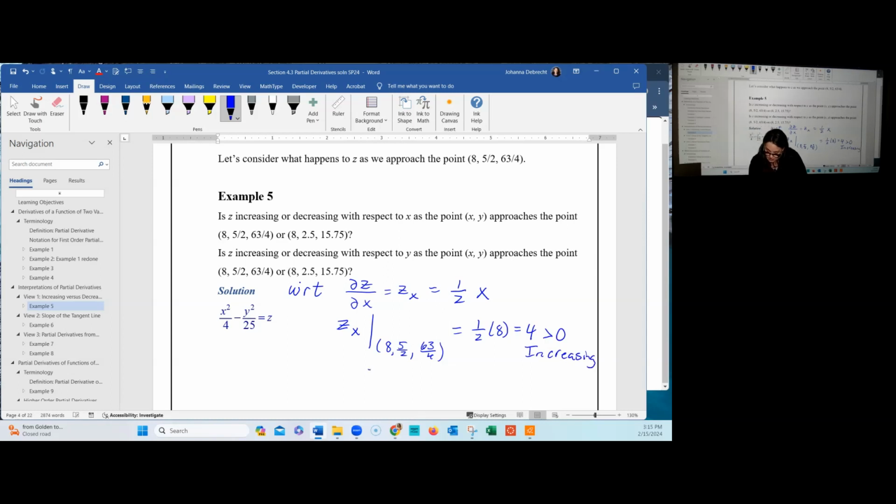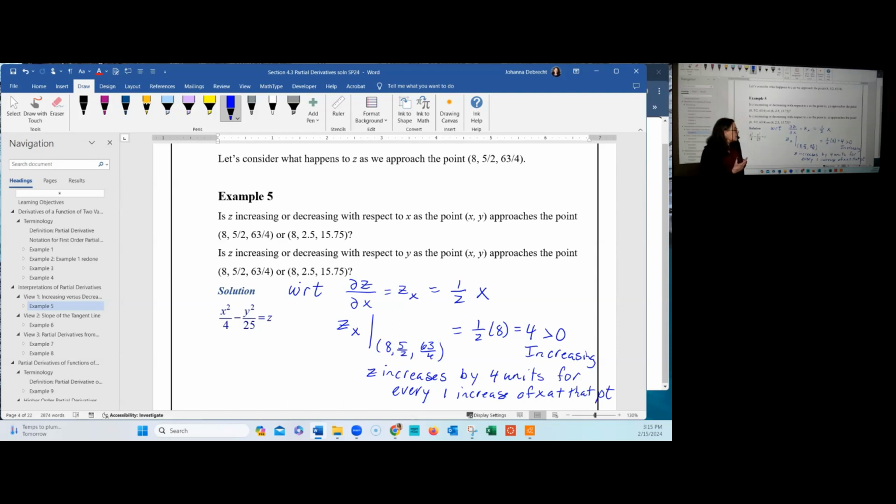Increasing how? z increases by 4 units for every 1 unit increase in x at that point. So this is another way of interpreting the partial derivative. We're predicting that as far as the x is concerned, as we increase the x value by 1, the z value goes up by 4.